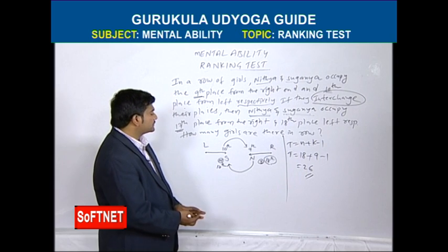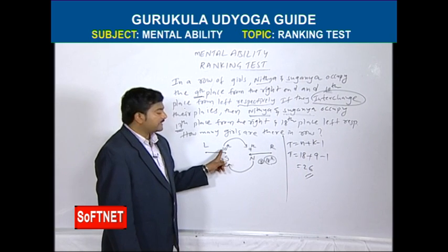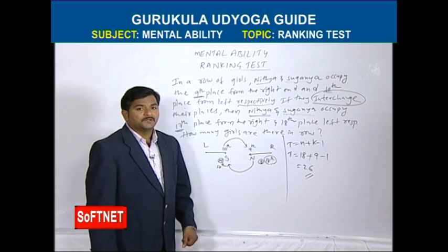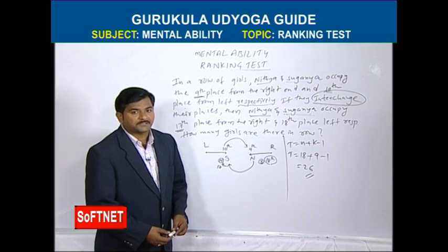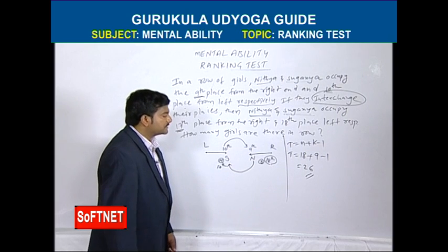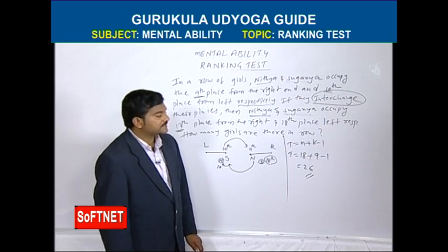Or else you can use this also: 17 plus 10, 27. 27 minus 1, what am I getting? 26. Okay. Hence, the answer for this question is 26.